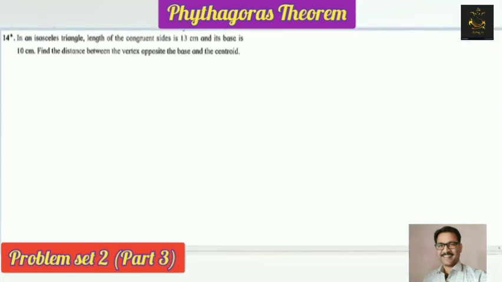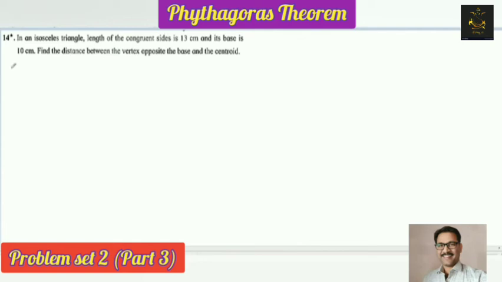Friends, in the 14th sum, look here. In an isosceles triangle, the length of the congruent sides is 13 centimeter and its base is 10 centimeter. Find the distance between the vertex opposite to the base and the centroid. It is possible when we draw the figure, then only you can understand the meaning of this example. Okay, so let's try to draw the figure here.